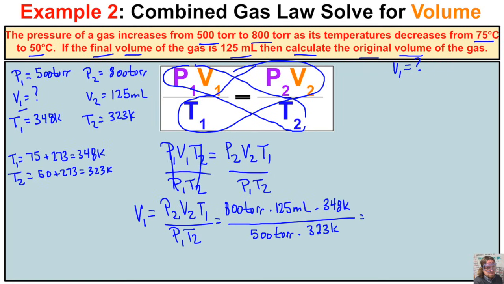And when we put this all into our calculator, we will end up with 215 what? Well, torrs is going to cancel out. Kelvin's going to cancel out, leaving us with milliliters. So the original volume of our gas is going to be 215 milliliters. Let's take a look at another example.